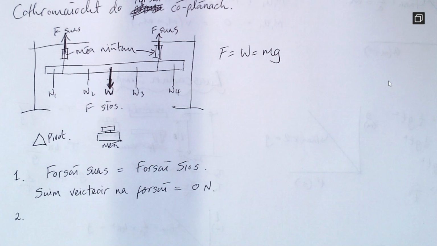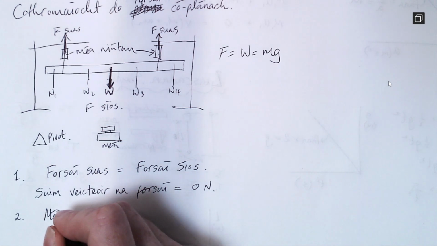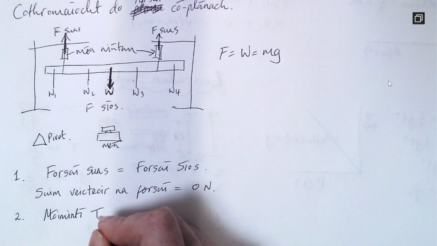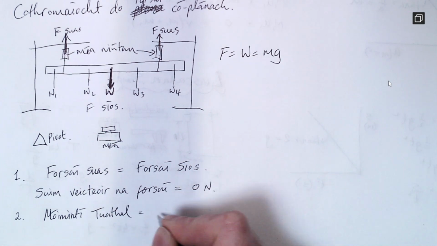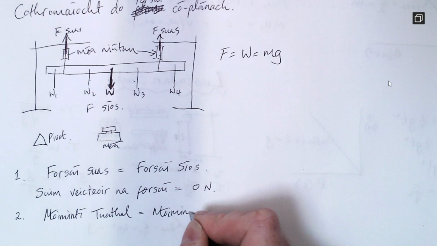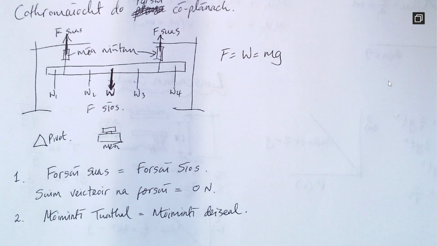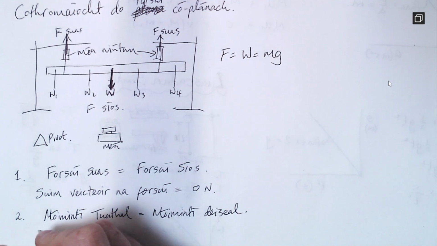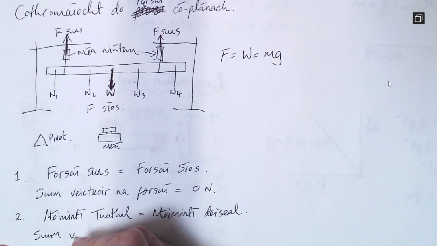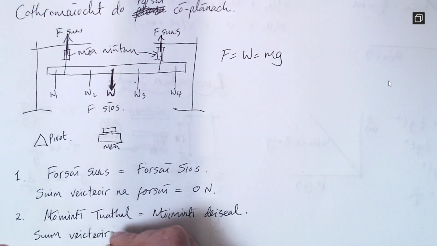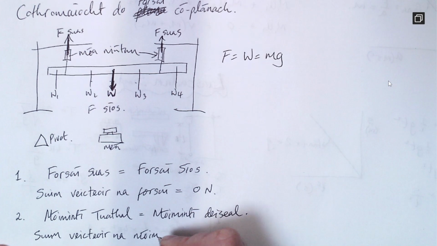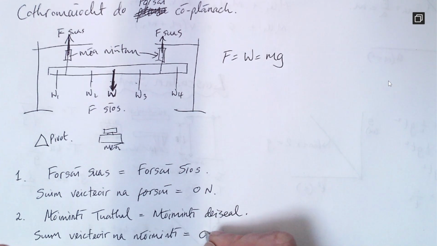Moments. Then the clockwise and anti-clockwise moment. So clockwise moment equals anti-clockwise moment. The sum of the moments, or sum of the vector moments, is 0 newton meters.